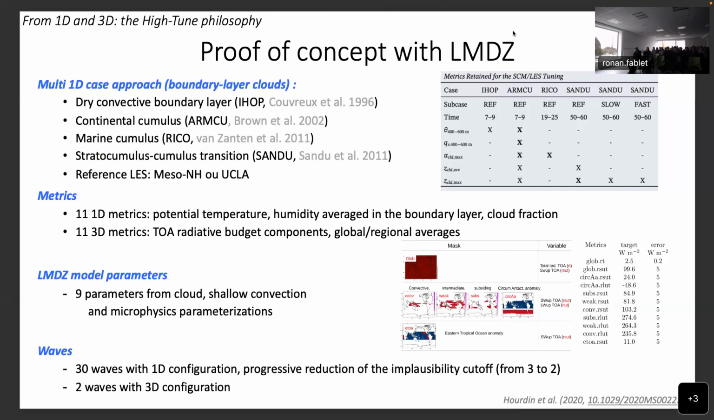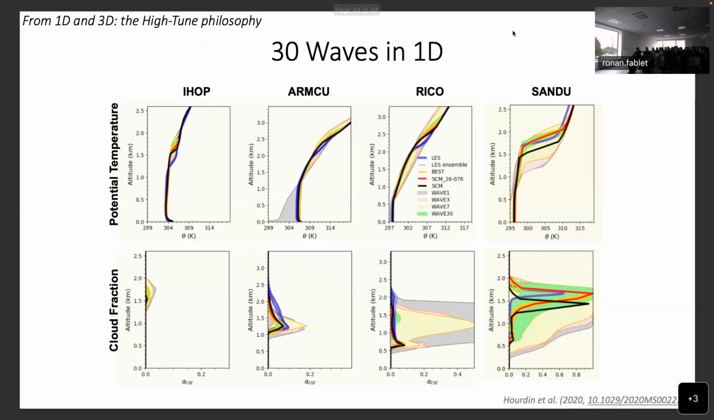2020, where he combined the 1D approach in the first step, doing 30 waves in this 1D configuration, then adding new metrics using the full 3D model, either global or regional, a bit in the same spirit as I was doing before. And for the 3D configuration, only 2 waves were done. So it works well in 1D. I won't go into detail.